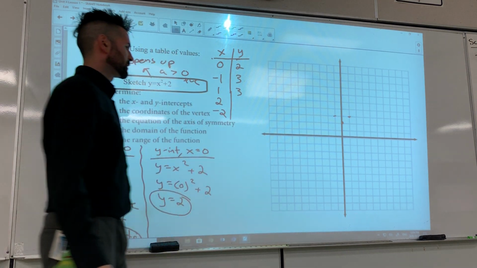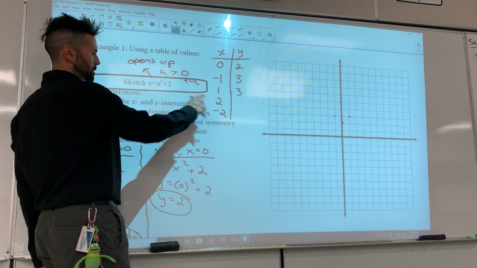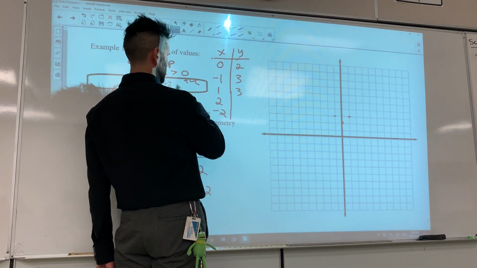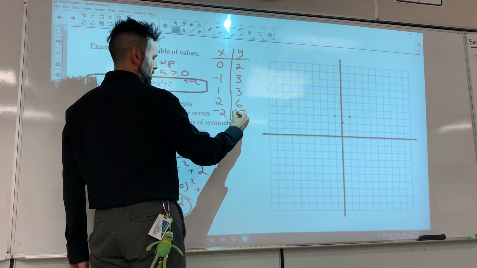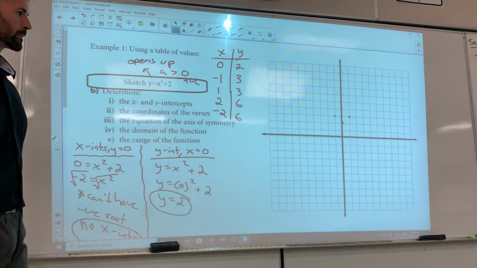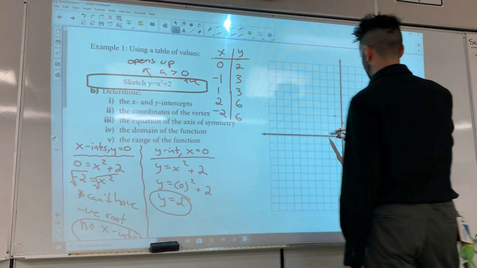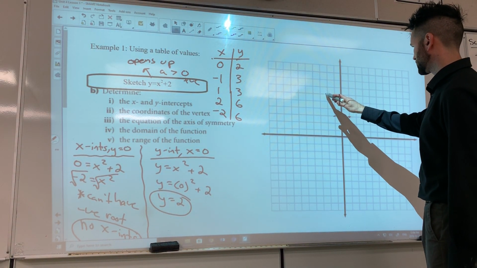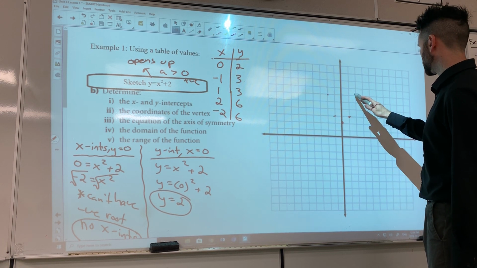It would be nice, we could do overkill and find another 2 points. So when you plug in 2, that would give you 4 plus 2, which is 6, and then you'll get 6 again here. So sure, we could do that. So negative 2 and 6, positive 2 and 6. There.